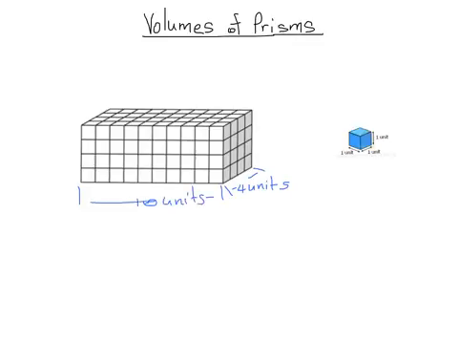So if there are 4 units going back and 10 units going across, we can simply multiply to figure out how many units there are at the bottom. When we multiply, what we're really essentially doing is finding the area of the base. So going throughout the bottom row, we have 40 units.